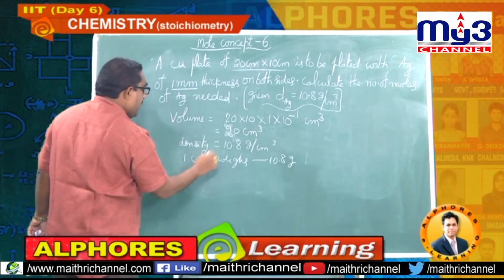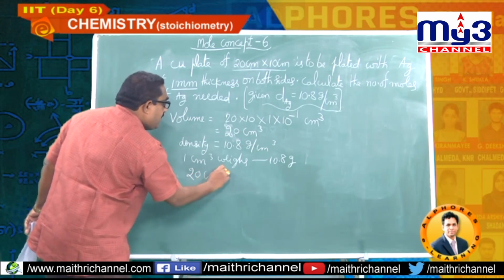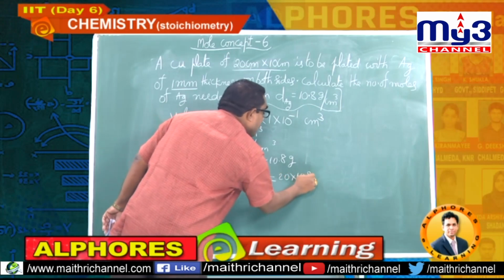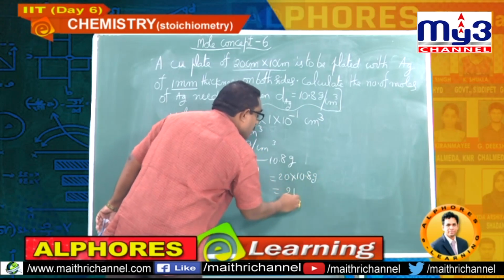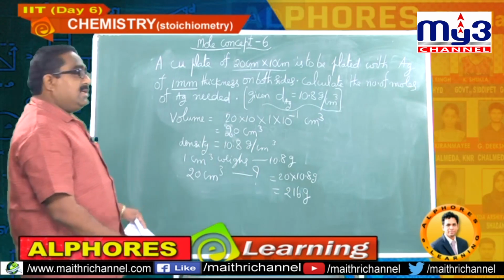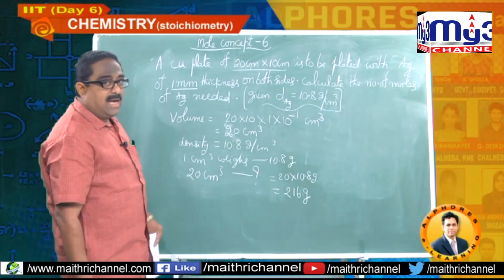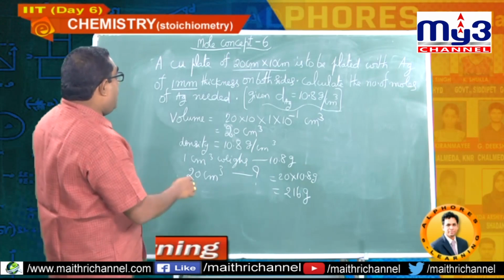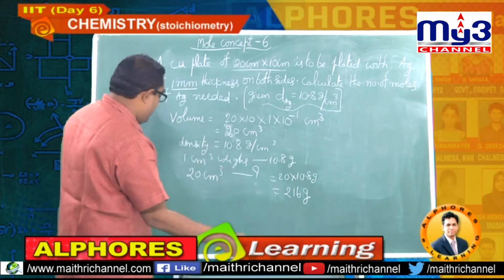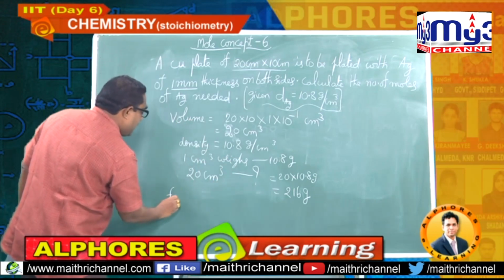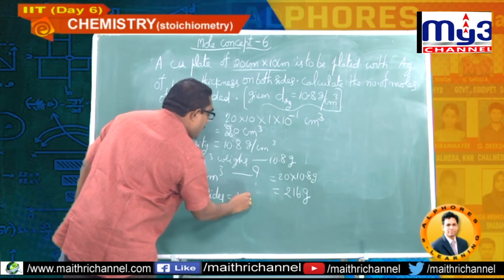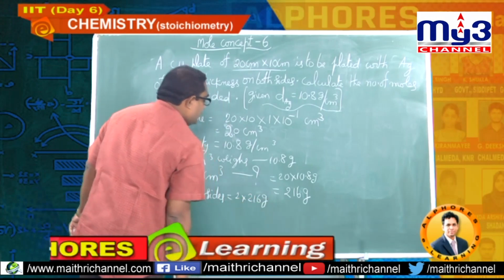But how many such centimeter cube is here? 20 centimeter cube weighs how much? That is 20 into 10.8 grams. That is 216 grams. That is the total mass of silver needed for plating of copper plate on one side. So for both sides, I am writing here, for both sides 2 into 216 grams.